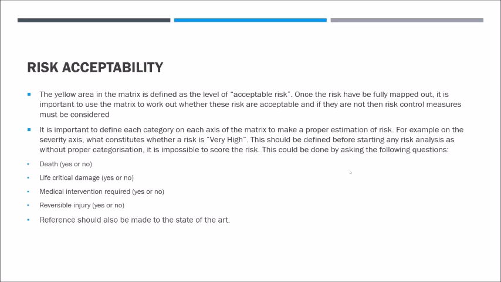For example, on the severity axis, what constitutes whether a risk is very high? This should be defined before starting any risk analysis. Without proper categorization, it's impossible to score the risk. And this can be done by asking the following questions. So this is just an example. Does it cause death? Yes or no? If it's yes, it's probably a 5.